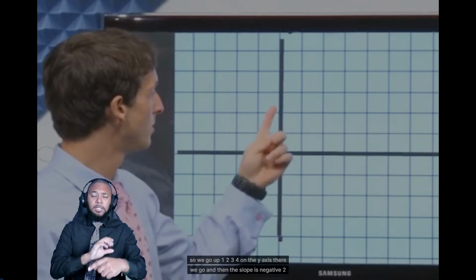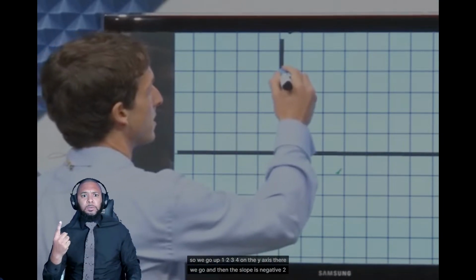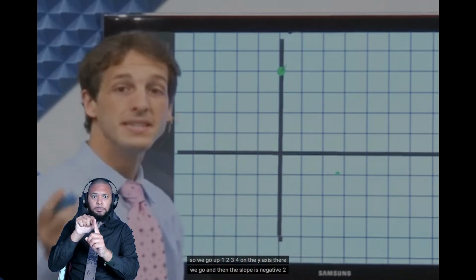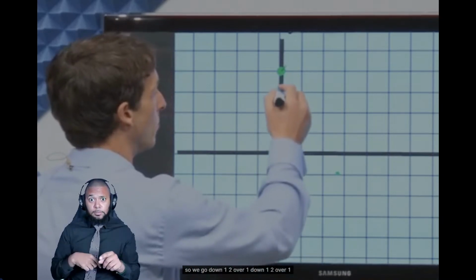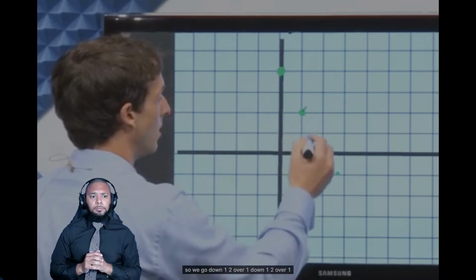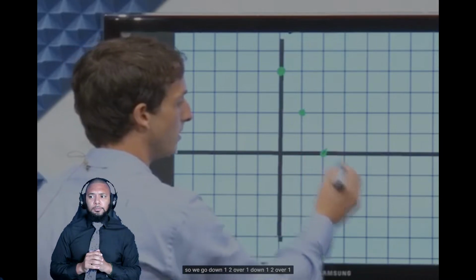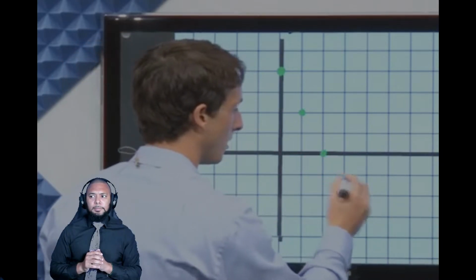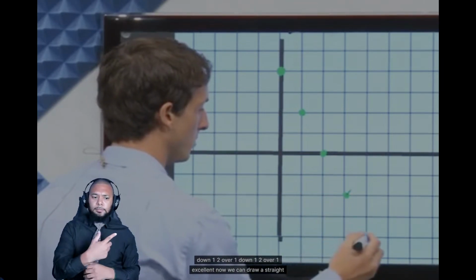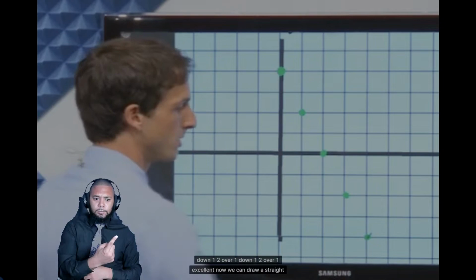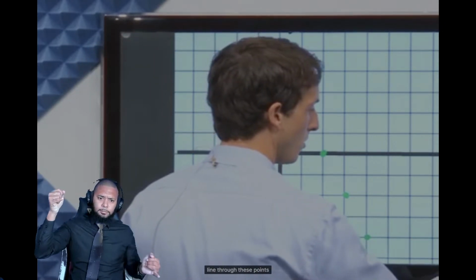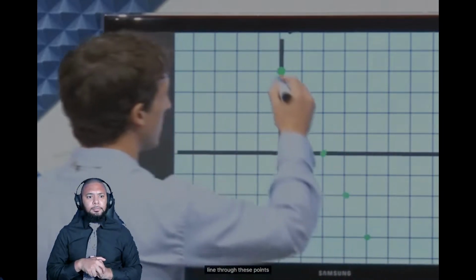So we go up 1, 2, 3, 4 on the y-axis. There we go. And then the slope is negative 2. So we go down 2, over 1. Down 2, over 1. Down 2, over 1. Down 2, over 1. Excellent. Now we can draw a straight line through these points.